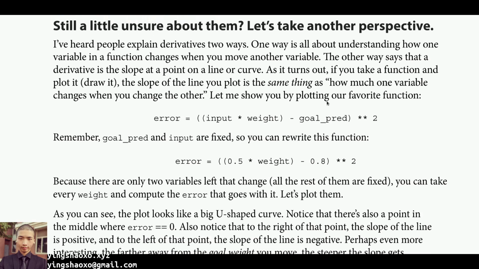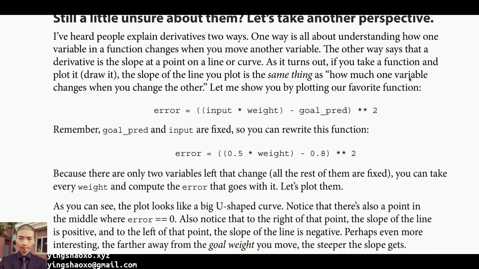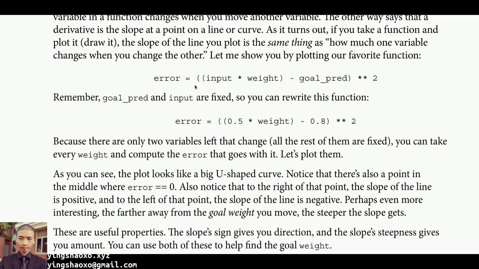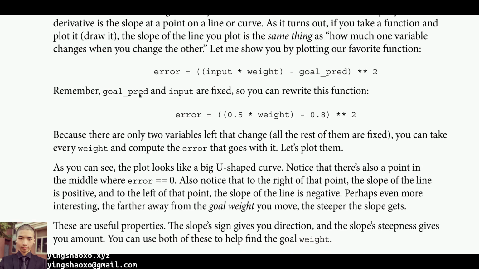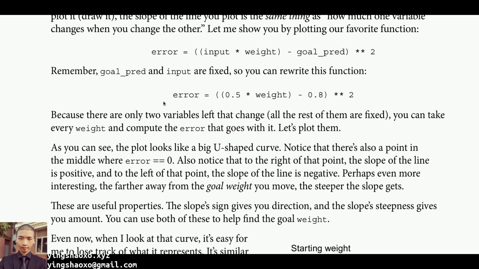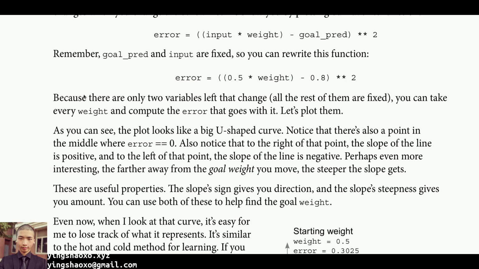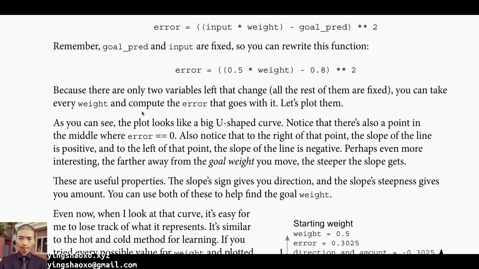Let me show you by plotting our favorite function. This is the general function for machine learning error calculation. Remember, the goal prediction and input are fixed, so you can rewrite this function like this. Yeah, it's a constant number. It is fixed. Because there are only two variables left that change, all of the rest of them are fixed. You can take every weight and compute the error that goes with it.